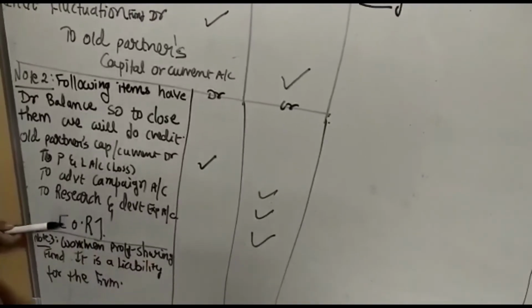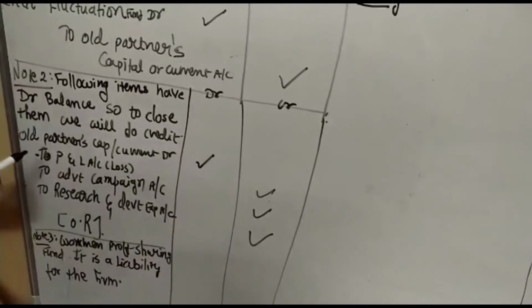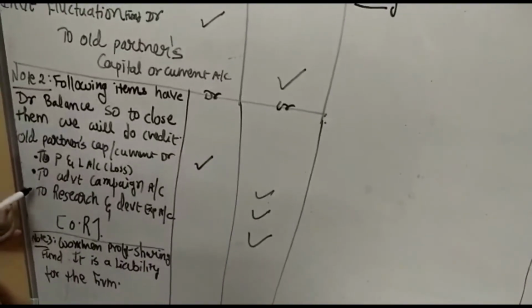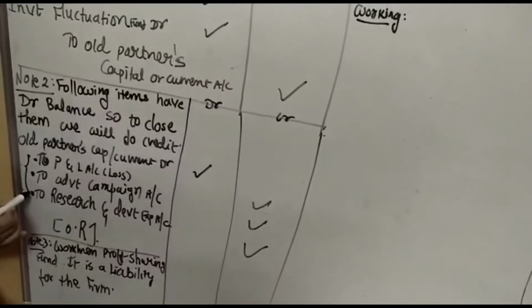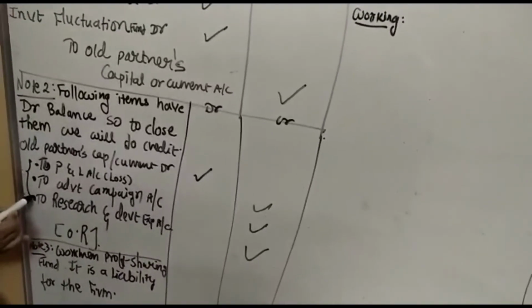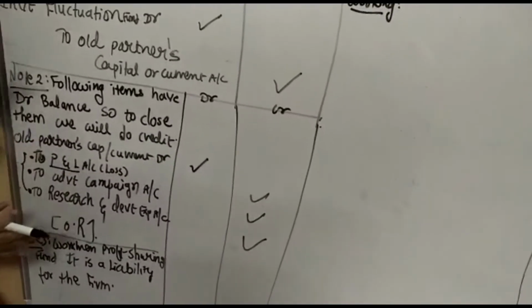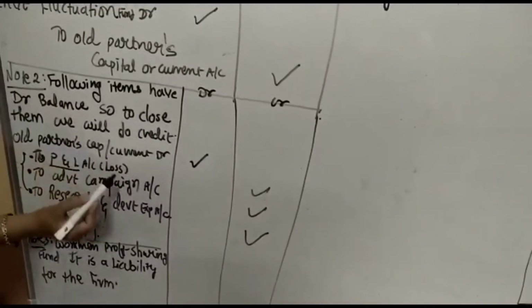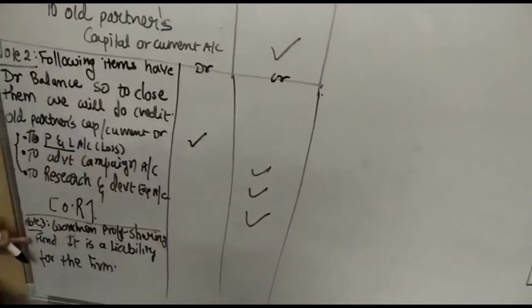So these items you have to remember: P&L account debit balance, advertisement campaign account and research and development. These show the deferred revenue expense and losses. They have a debit balance, but to close them, I am going to give a positive fund, and that is credit. Let's talk about note number 3.